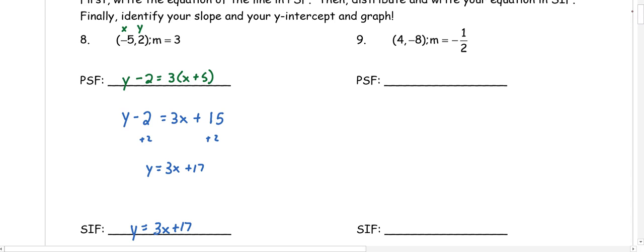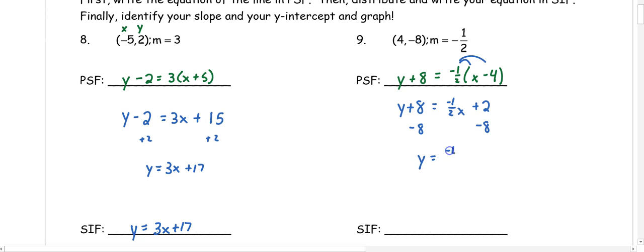So number 9, when I substitute in my points, I have y plus 8 equals negative 1/2 times parentheses x minus 4. So in order to solve for y, the first thing I'm going to do is distribute my slope of negative 1/2. So y plus 8 is equal to negative 1/2 x plus 2. And then I'm going to subtract 8 from both sides, so y equals negative 1/2 x minus 6.